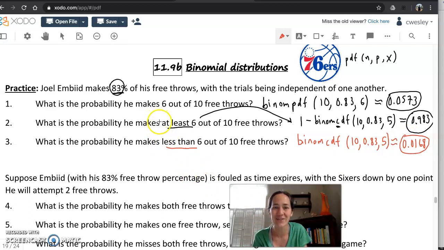And really, I'm not so sure I did this one the quickest way. Think about it. Either the case of number 2 is going to happen, he makes 6 or more, or what's the probability he makes less than 6? That would be the other percentage of the time. I could have just taken this answer and subtracted from 1 to get this solution.